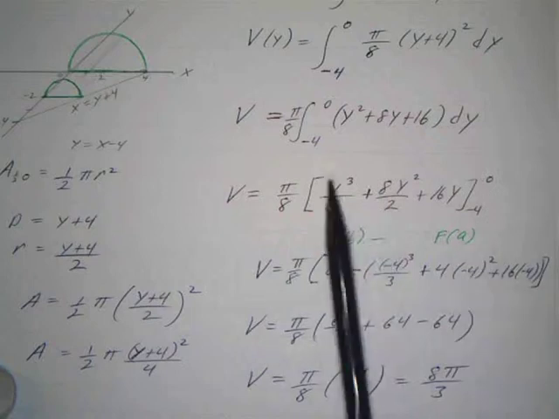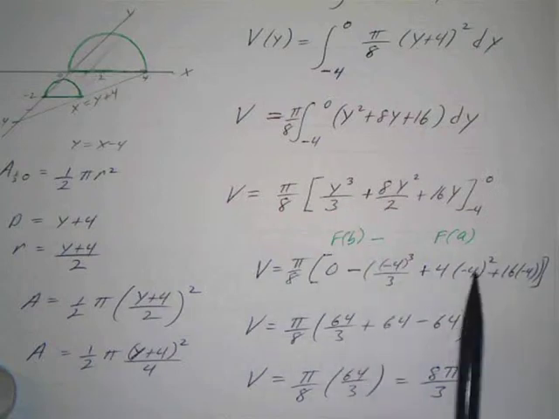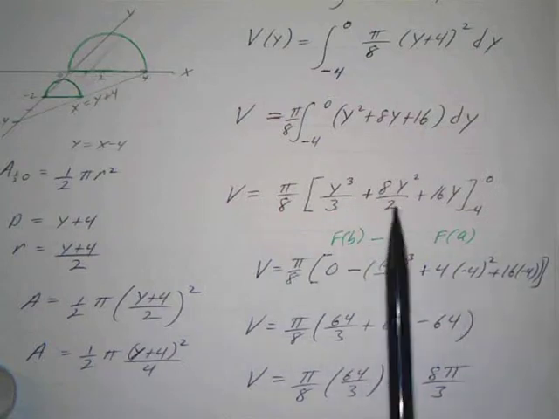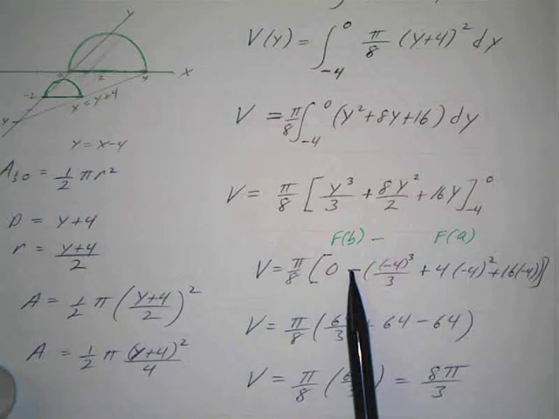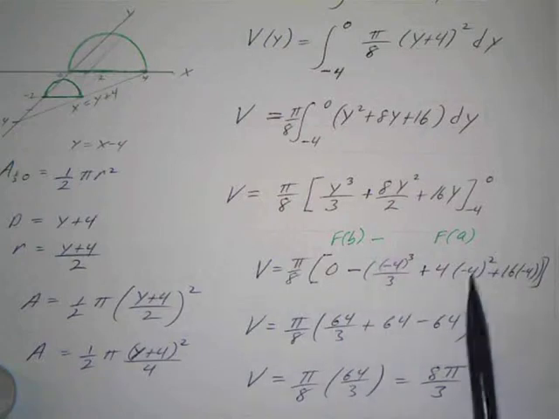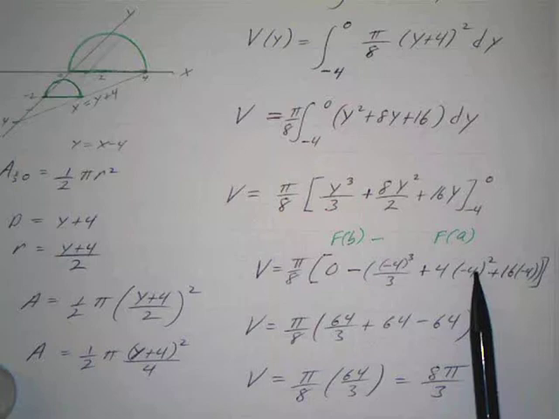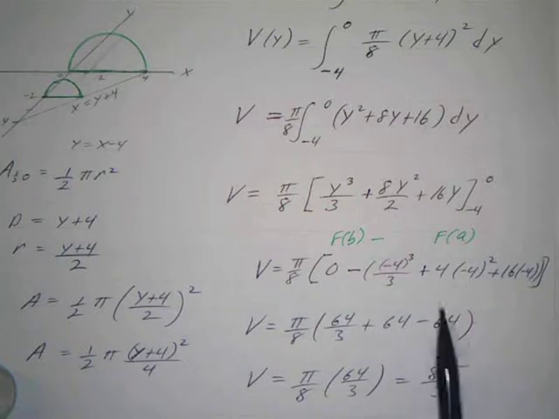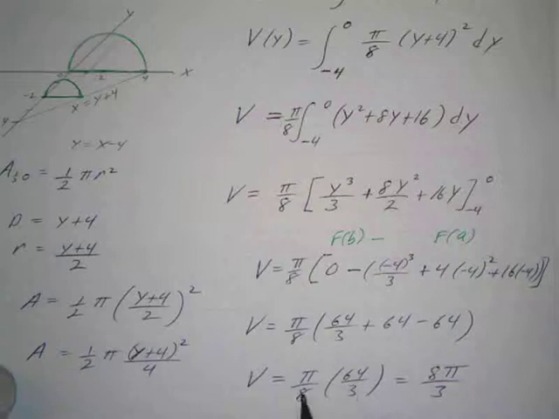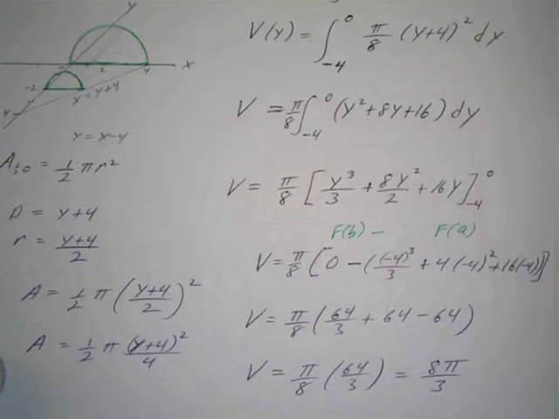And then if I put -4 in here, I get -4 cubed over 3, -4 squared. And then 2 goes into 8 4 times, so 4 times that, and then 16 times -4. So that ended up being a negative times, and a -4 is a -64, so that's positive 64 over 3. That's 16. Positive 16 times 4 is 64. And -4 times 16 is -64. These 64s become 0. So I got pi over 8 times 64 over 3. 8 goes into 64 8 times, so I got 8 pi over 3. There's your answer. Okay?